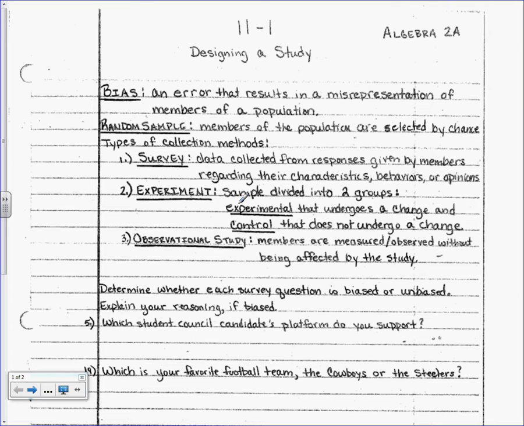Experiment is a sample divided into two groups. So you have experimental and you have control. Experimental is the one that undergoes the change. It's the one you experiment on, basically. And then the control is the one that does not undergo a change. So, for example, in the real world, whenever they come out with a new drug, obviously I'm not a doctor, so this may not be super perfect, but they will give, I don't know, like 20 people, they'll tell them that they're going to be part of this experiment, and they give, I don't know, 5 a placebo. Have you heard of that? Right, placebo, like it's a pill, but it's not really a pill, like a sugar pill or something.